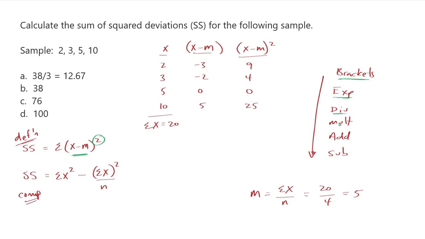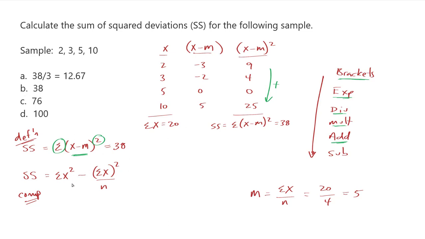There is no division, there's no multiplication, but there is addition. The summation sign means I have to add up all of my results. So I'm going to add up everything this way. Okay, so let's do that. 9 and 4 makes 13, plus 25, that makes 38. So the sum of my squared deviations is 38. That is the sum of squares. The sum of squares is the sum of the squared deviations. It's 38. So the answer is going to be B, 38.